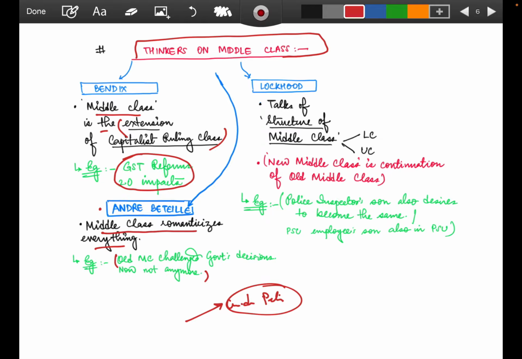Coming next is Lockwood. He talks of the structure of the middle class. It's classified as lower class, and there is upper class. The new middle class is the continuation of the old middle class, right? How is this being talked of in the structure of the middle class? A police inspector's son also desires to become the same. A PSU employee's son is also in PSU. One who is preparing for UPSC asks the other person to also prepare. UPSC can be a high-status elite class exam, but again, who are mainly trying? The middle class sections are the ones giving the exams and trying more, right?